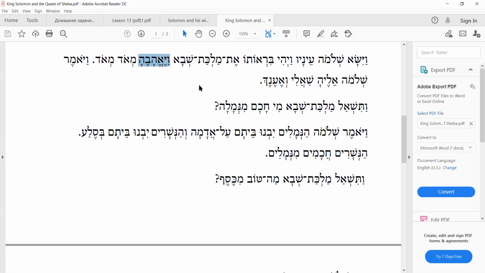And he loved her very much. So do you see, this is ahav, to love, and this is vaye'ehav. So that is why we translate and he loved. And the final hey here is the pronominal suffix, and he loved her. Meot means very much, greatly, exceedingly. Yes.